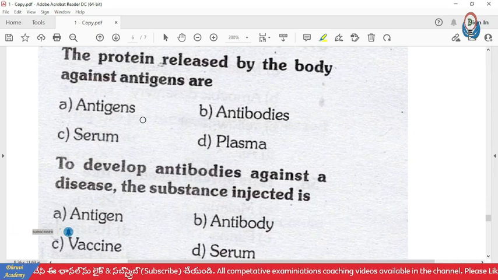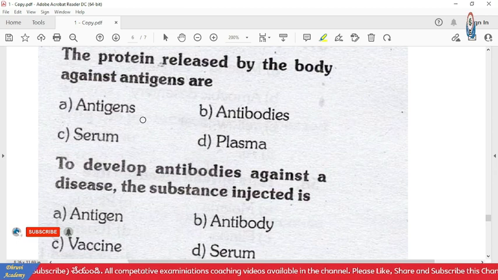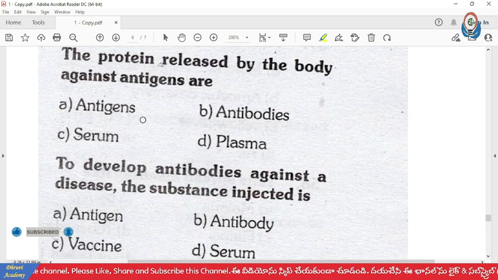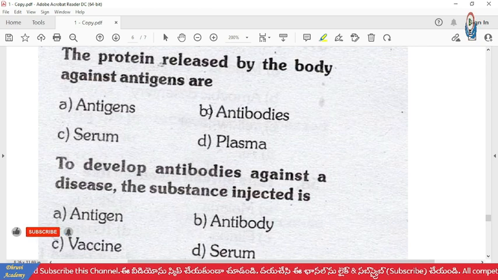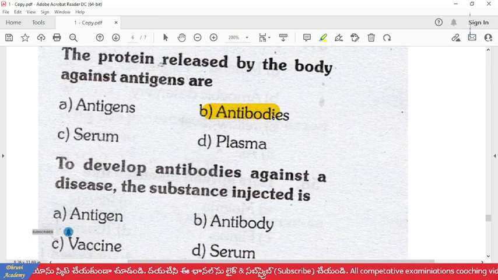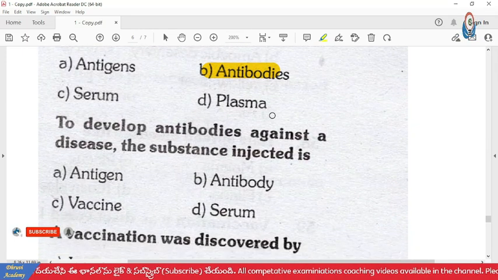The protein released by the body against antigens is called: A, antigens, or B, antibodies, or C, serum, or D, plasma? It's antibodies. The protein released by the body against antigens is antibodies. Antibodies are nothing but just like immunity boosters.